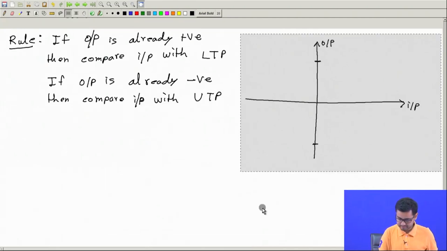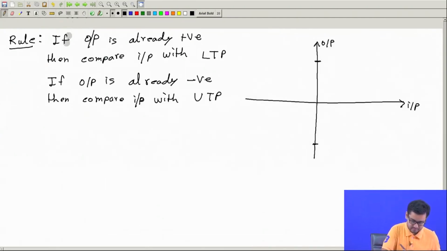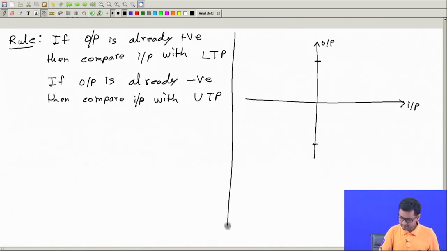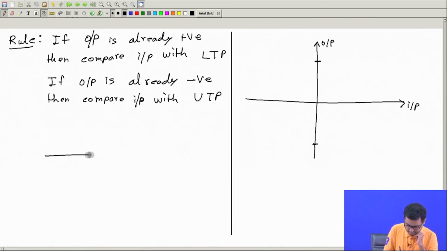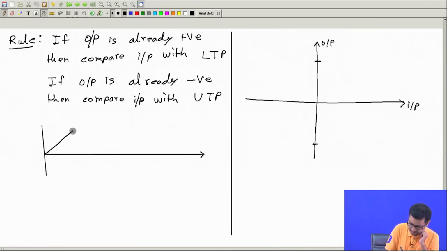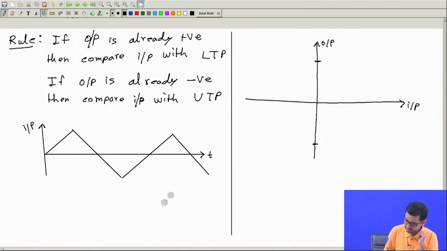Let me do it here. Okay, so the input applied to this Schmitt trigger is like this. It increases and then decreases, increases and then decreases. It's a triangular wave input versus time.